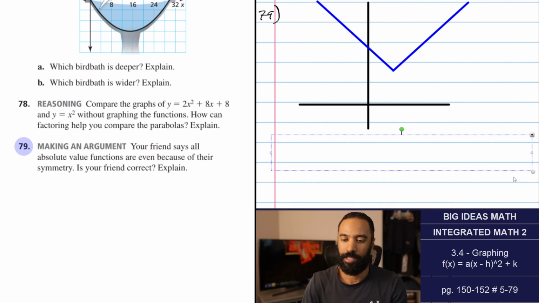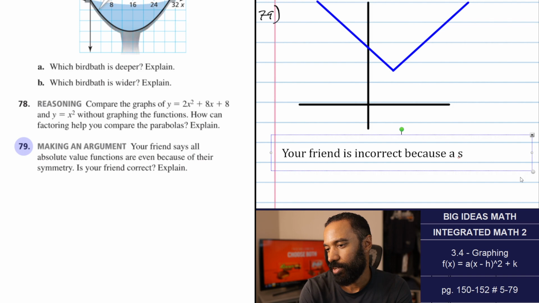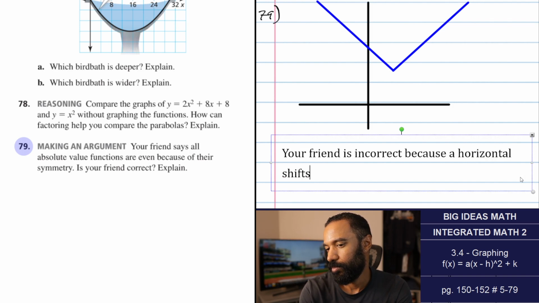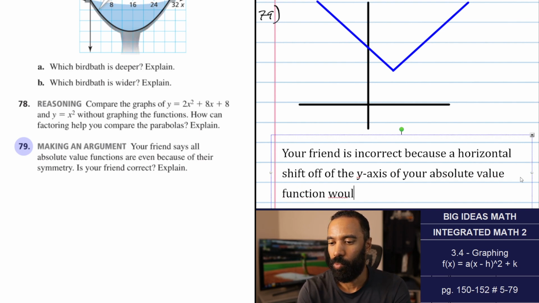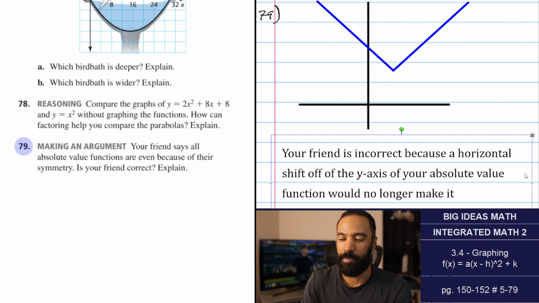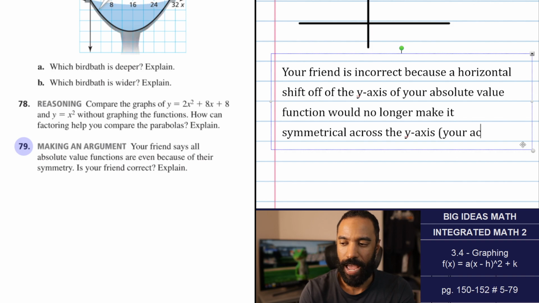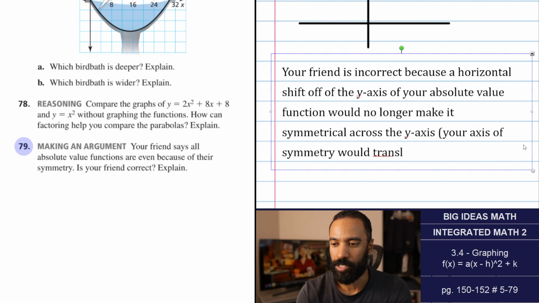So your friend is incorrect because a horizontal shift off of the y-axis of your absolute value function would no longer make it symmetrical across the y-axis. And that's important because you'd have a new axis of symmetry. Your axis of symmetry would translate alongside it, with it.